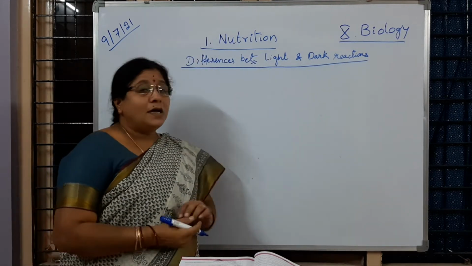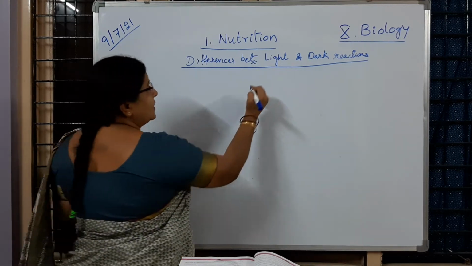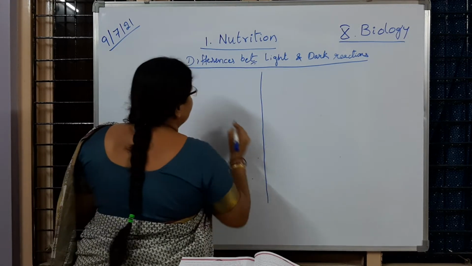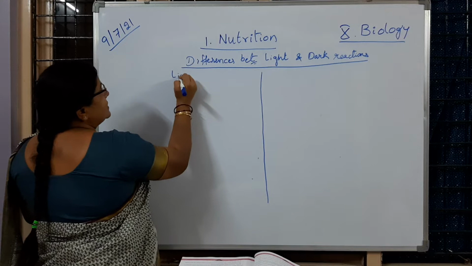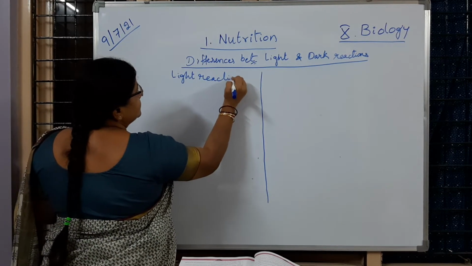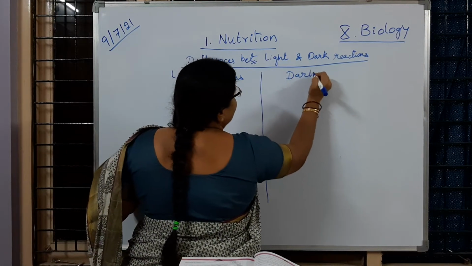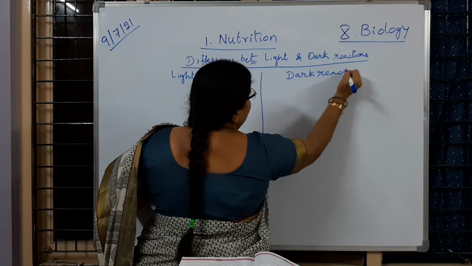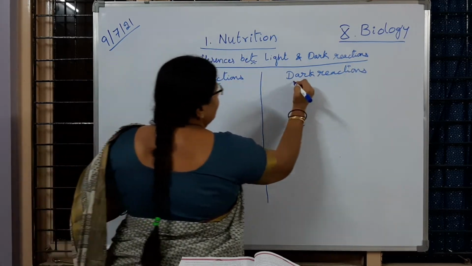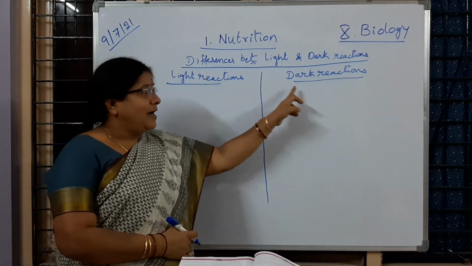So you are going to learn about the differences between light and dark reactions. For that you have to prepare a table. So you have to write light reactions and dark reactions.